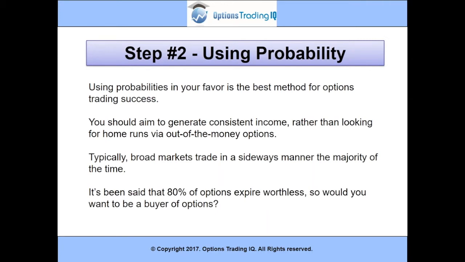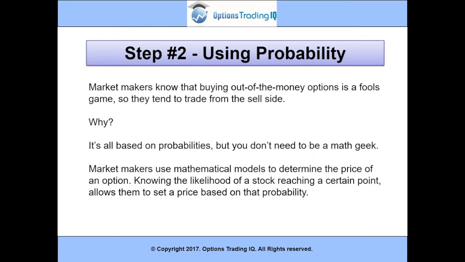Typically, the broad markets are going to trade in a sideways manner the majority of the time, okay? Not always, but the majority of the time. It's been said that 80% of options expire worthless, so why would you want to be a buyer of options? So hopefully I'm drilling this into you now. Buying options, buying out of the money options, it's a difficult way to trade. I'm not saying it's impossible, but it's a very difficult way to make money, and it's certainly not the process I use.